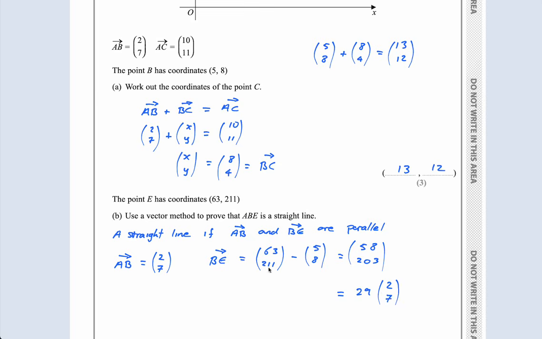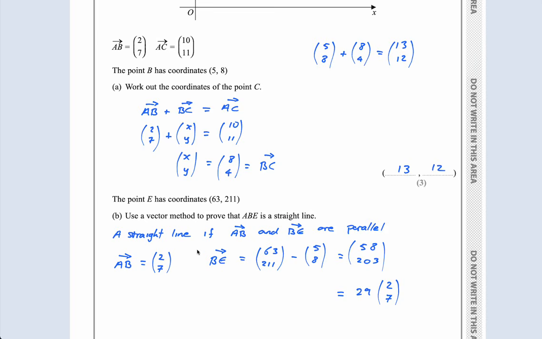Now, because this is a multiple of this, I can write it as 29 times (2, 7). That means that the vectors are parallel, because if this vector is going in that direction and this is just a multiple of that, it just means it's a longer vector going in the same direction, and they both pass through the same point, hence it's a straight line.